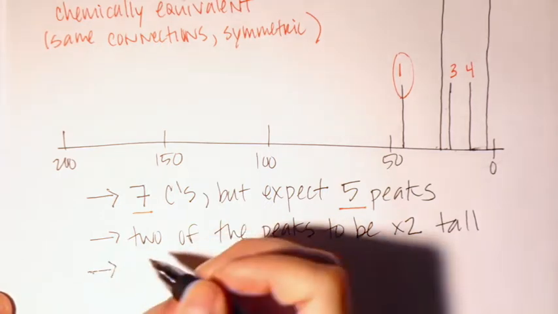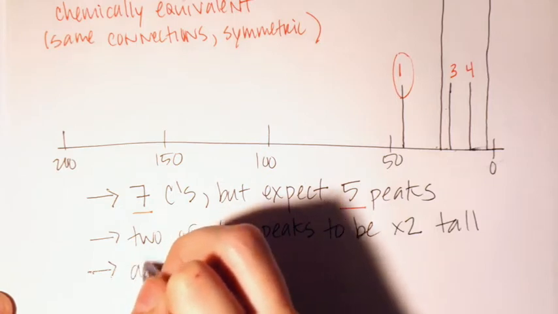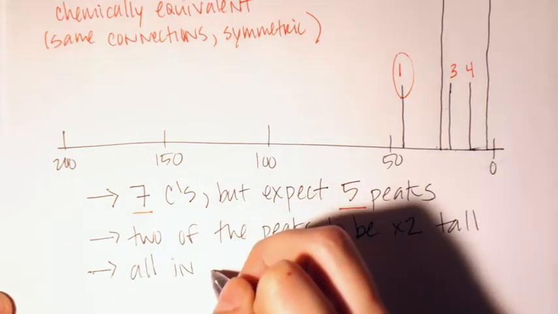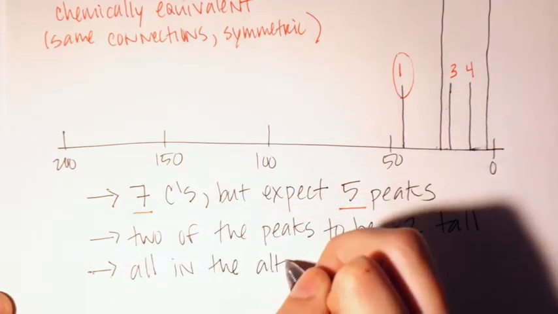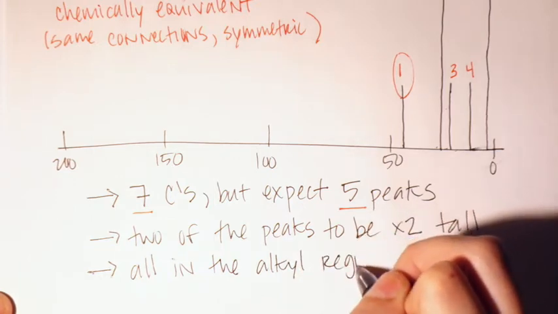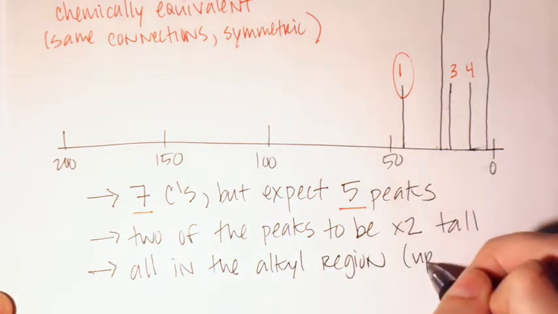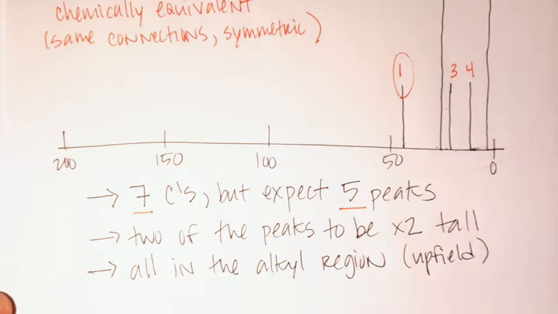In terms of the ppm, the chemical shift, we'd expect all of these carbons to be in the alkyl region. So those are relatively upfield. We don't have any sp2 carbons. We don't have highly electronegative atoms. We're expecting them to all be in the alkyl region.